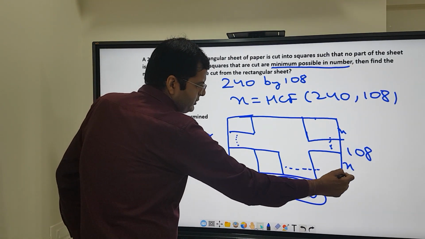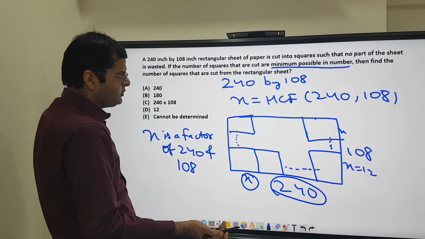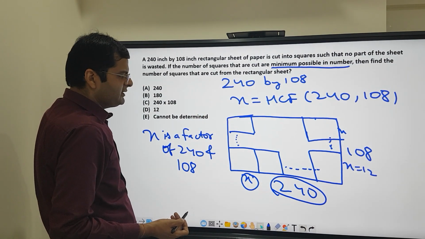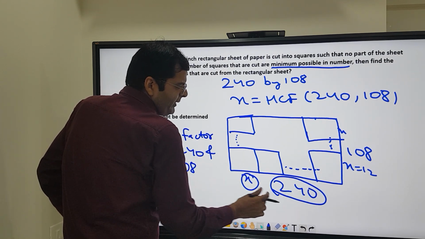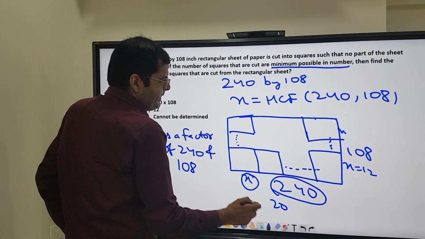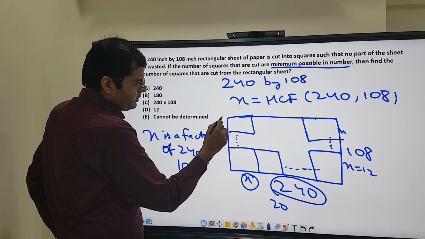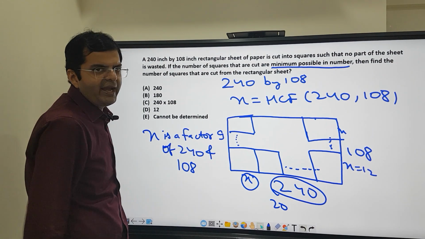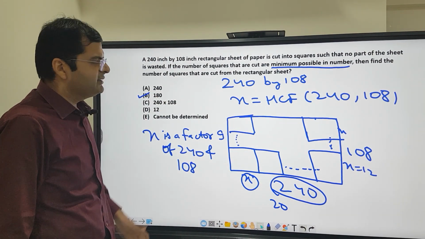So this x is 12. Now if x is 12, each square has side 12. We have to find the number of squares that are cut. How many squares will lie on this side? 240 by 12, because each of them has side 12, so there are 20 squares here. Similarly, how many squares will be on this side? 108 by 12, which is 9. So 9 on this side, 20 on this side. The total number of squares will be 20 into 9, which is 180. So the answer is option B, 180.